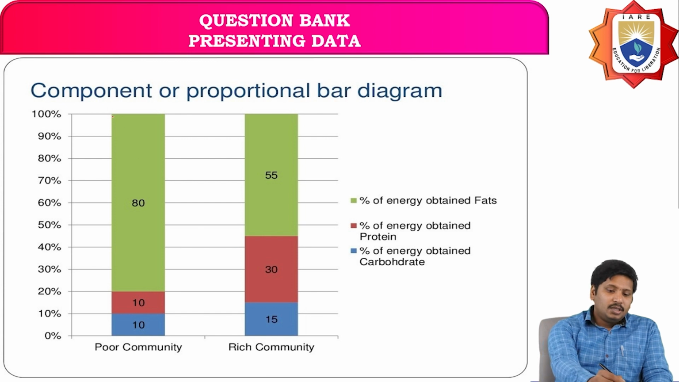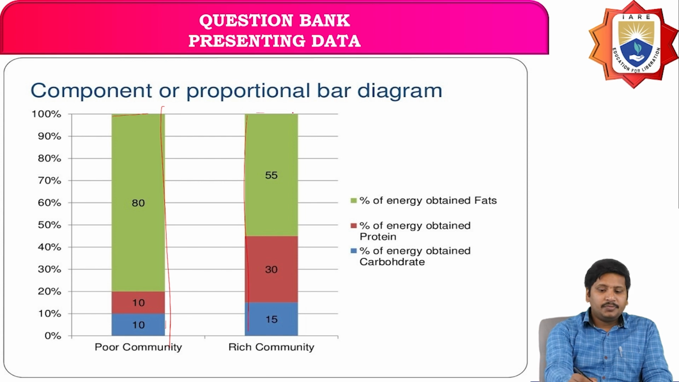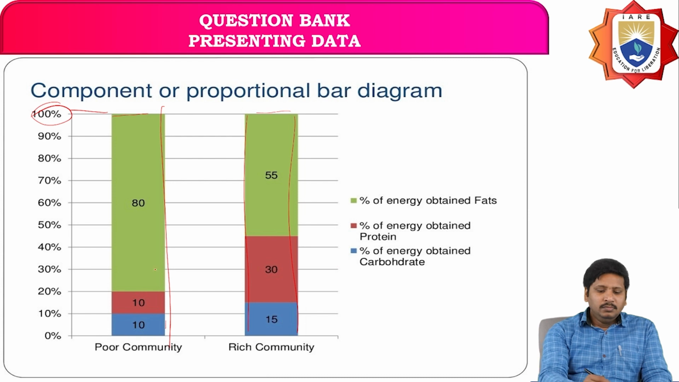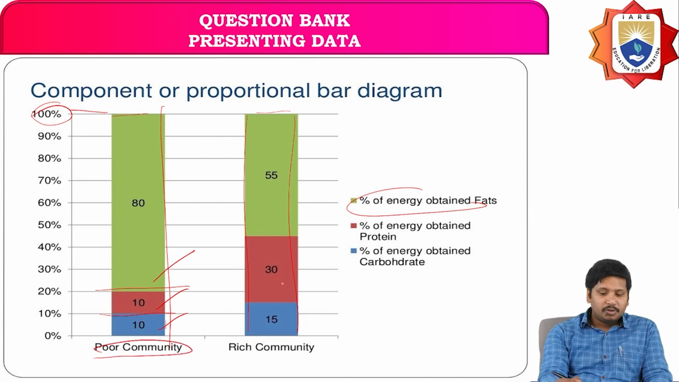Here each bar is almost equal. The length of the bar should be the same here. It should match 100%. Within the bar itself, I can segregate the proportion of the segments. So how many people are going to obtain energy from fats, how many people are going to obtain it from protein, in red, and how many people are going to obtain carbohydrate, in blue color. So this should be the case for your community.